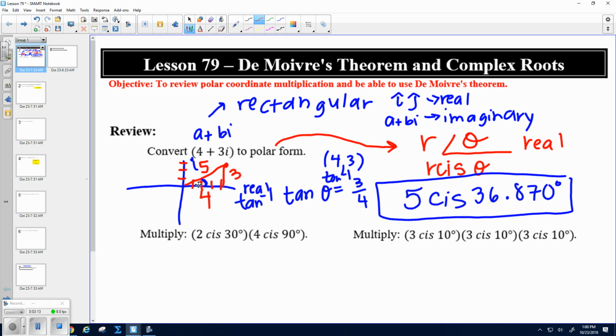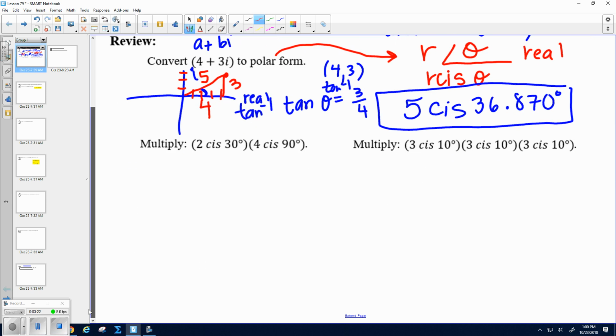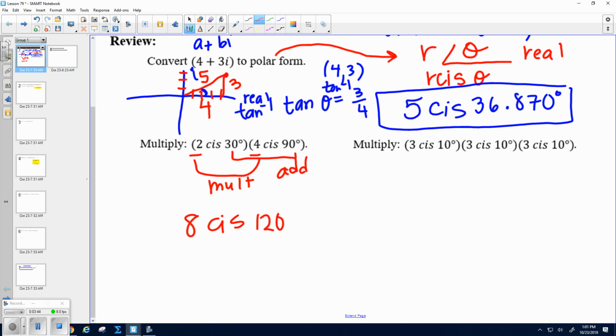All right. If you're in quadrant 2, remember you have to subtract from 180. Quadrant 3, you got to add 180. Quadrant 4, subtract from 360. Just a little reminder. So what if we're multiplying cis's together? So I'm in polar form and I'm multiplying. What do I do with these outside numbers here? Yep, we multiply them. So I get 8. And what do I do with the angle measures here? We add them. Good. So 30 plus 90 is 120.